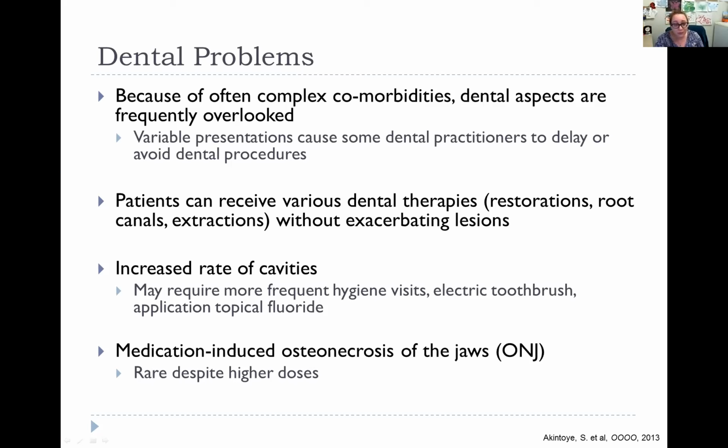There have been some reports of increased rate of cavities, and some patients with fibrous dysplasia in and around the teeth might need or benefit from more frequent hygiene visits, using electric toothbrushes, and more fluoride applications. And then of course there is the risk of osteonecrosis of the jaws, which comes from using bisphosphonates or other disease modifiers such as denosumab or Prolia.